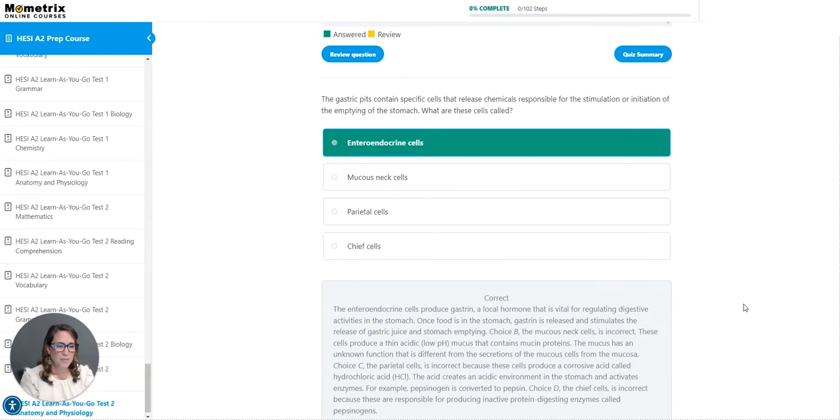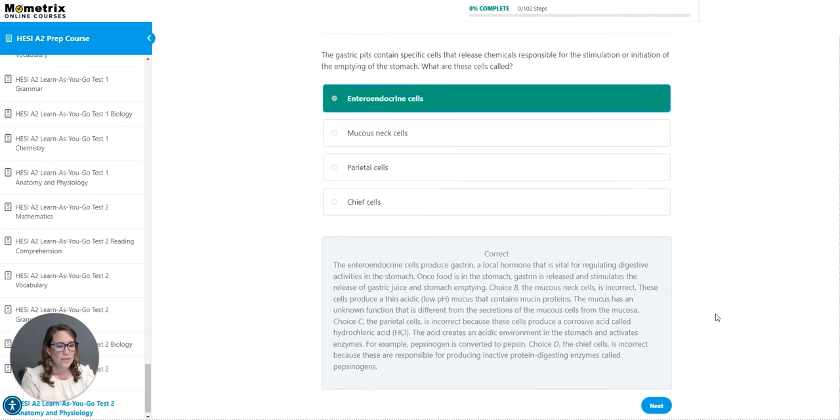Enteroendocrine cells produce gastrin, and this is vital for regulating your digestive activities in the stomach. Once food's in the stomach, that gastrin is released, and it stimulates the release of gastric juices and that stomach emptying. Mucous neck cells, this is incorrect. These cells produce a thin, acidic, low pH mucus that contains mucin proteins. The mucus has an unknown function that is different from the secretion of mucus cells from the mucosa.